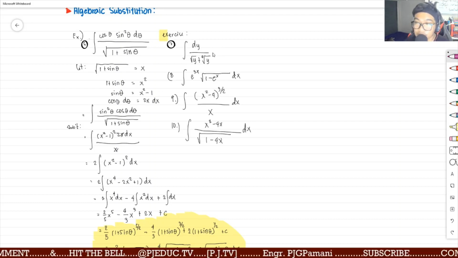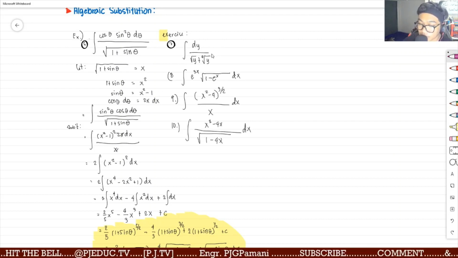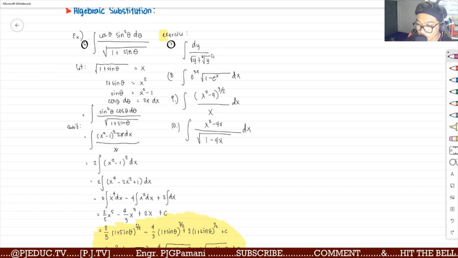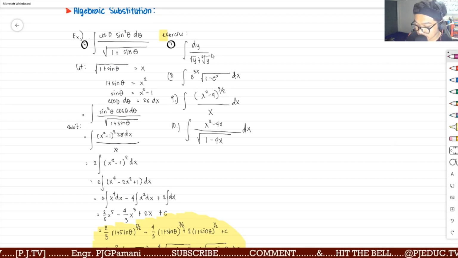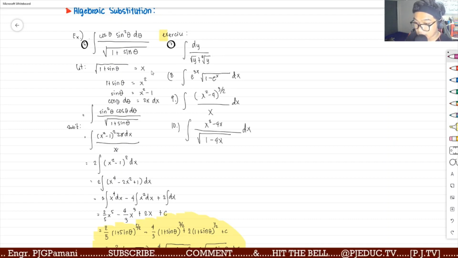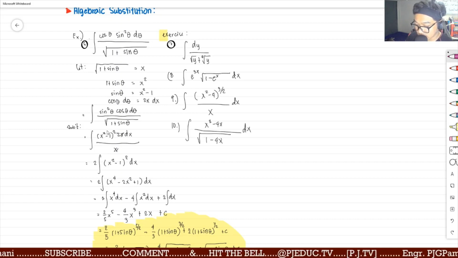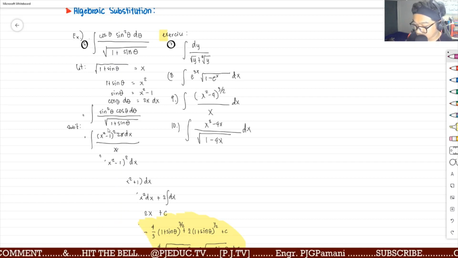And you may also solve them using trigonometric substitution, which will lead us to our next topic on integration by substitution. Take note of the exercise problem.